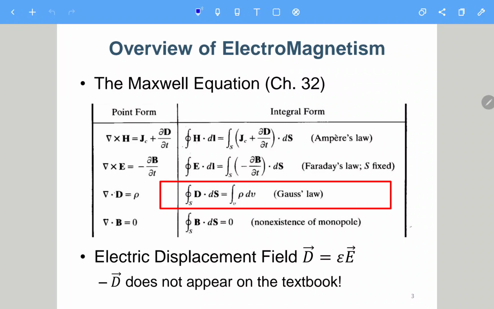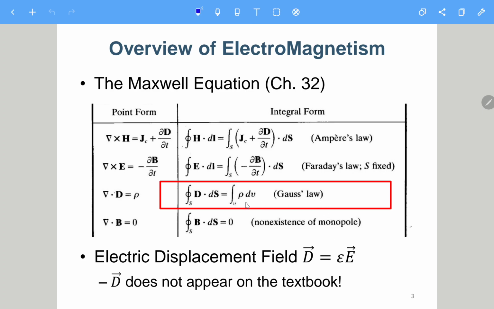Okay, so this is an overview of electromagnetism. As you know, this semester is all about electromagnetism, 电磁学. As I mentioned before, if you need to use two words to summarize what electromagnetism is, it is actually Maxwell equations. We will have a chapter 32 to talk about the Maxwell equations. But before that, we will talk about these four laws one by one.